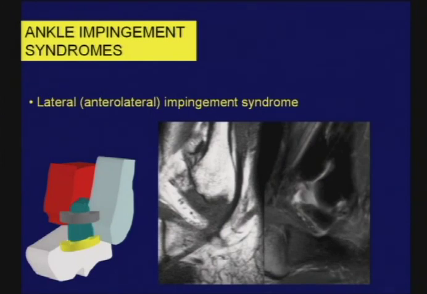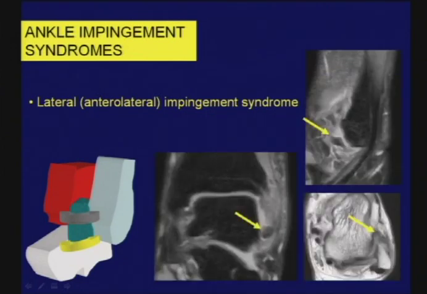Clinically, again, a patient who had anterolateral ankle impingement, and there was scar tissue right here, pretty much at the joint line, but certainly within the anterolateral gutter.